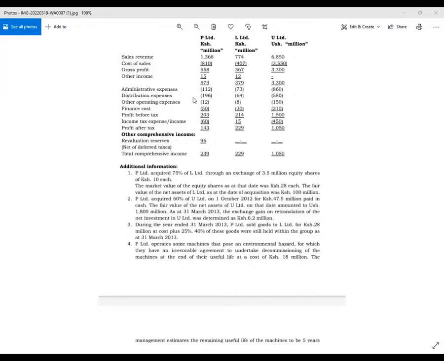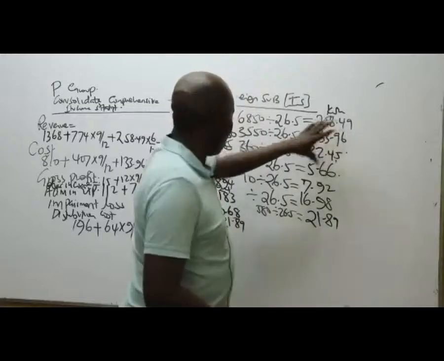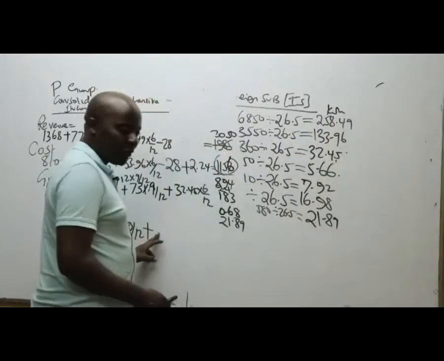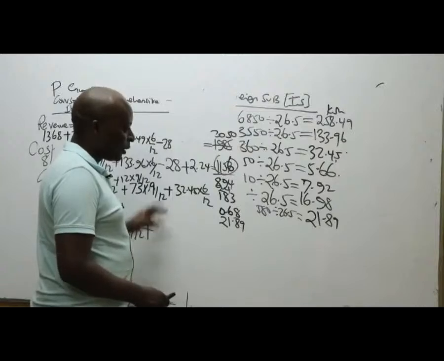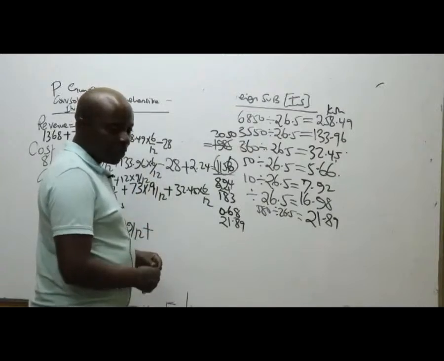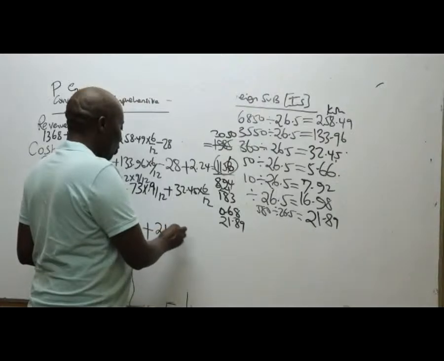I have 196 for the parent. Plus, we have 1 for L. So for L, what do I have there? 64. 64 has to be prorated times 9 over 12. Who can remind Mwalimu the distribution cost of Uganda in Kenya shilling, the one that we had already translated into Kenya shilling? Somebody give me the figure for distribution cost of Uganda. 21.89. Remember, this is supposed to be translated to what here?